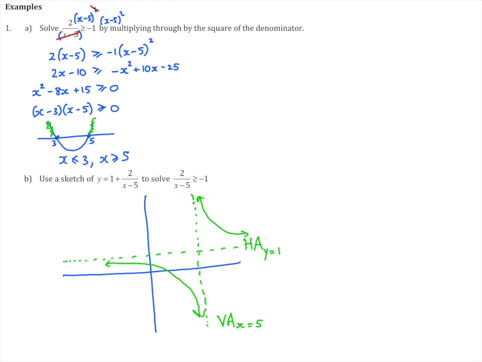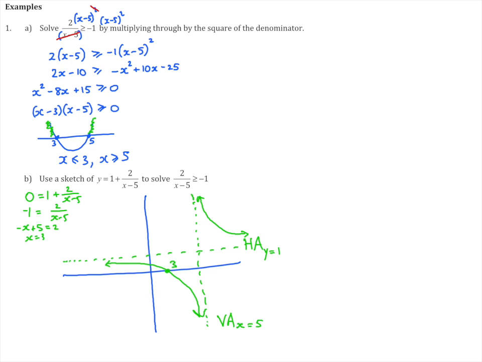I could find x and y intercepts. To find an x-intercept, let y equals 0. So if I let y equals 0, I'm going to get minus 1 to both sides, times the (x-5), to the minus 1, which gives minus x plus 5 equals 2. Rearrange that, I get x equals 3, which means that's at 3.